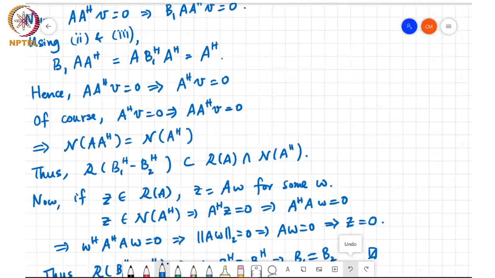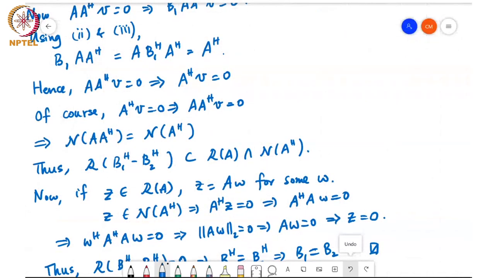Almost done. So the upshot of that is that these two are the same, and the range space of B1 Hermitian minus B2 Hermitian is a subset of both the range space of A and the null space of A Hermitian. Now, if you recall that this is actually the null set, then you're done.